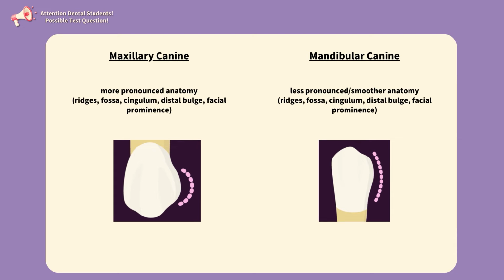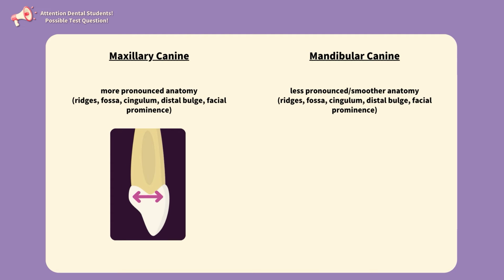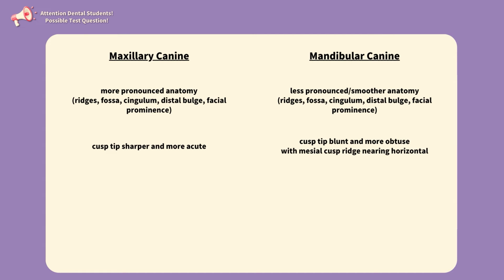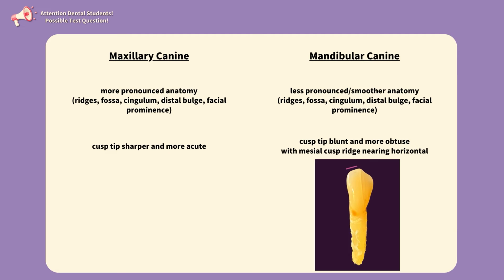The distal bulge of the maxillary canine is very prominent, while the distal bulge of the mandibular canine is less prominent. The facial prominence of the maxillary canine is also more pronounced than a mandibular canine, which leads to the maxillary canine having a wider facial lingual dimension. The cusp of the maxillary canine is sharper and more acute compared to the mandibular canine's cusp, which is more blunt and more obtuse. Also, the mesial cusp ridge of the mandibular canine is nearing horizontal.